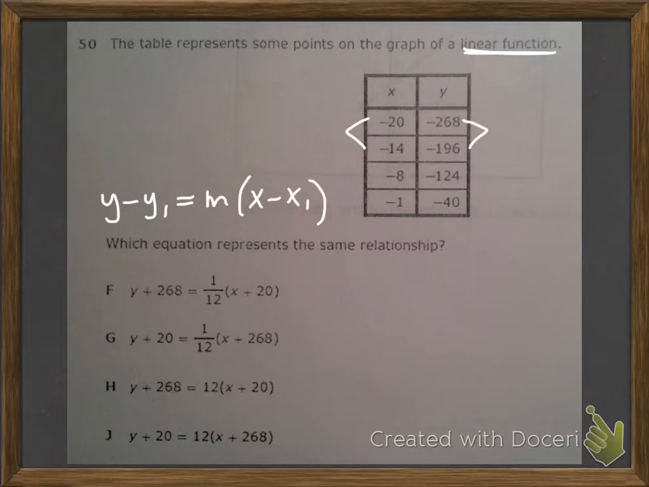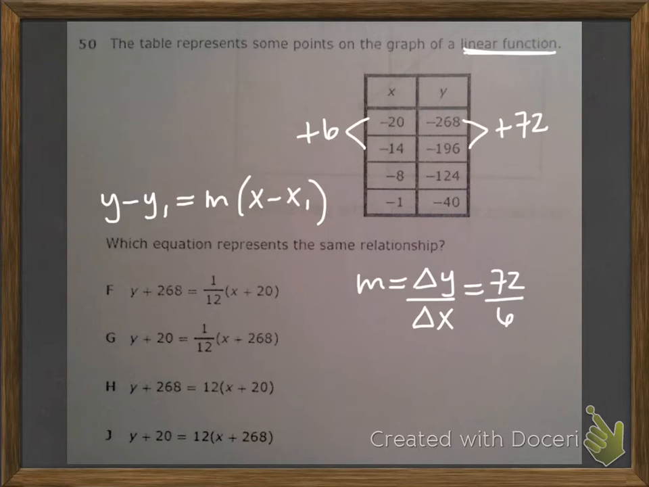On the right, to go from negative 268 to negative 196, I'm adding 72, going in the positive direction. And on the left, to go from negative 20 to negative 14, I'm adding 6. To figure out the slope, remember the slope is the change in y over the change in x. The change in y is 72, the change in x was 6, and 72 divided by 6 is 12.